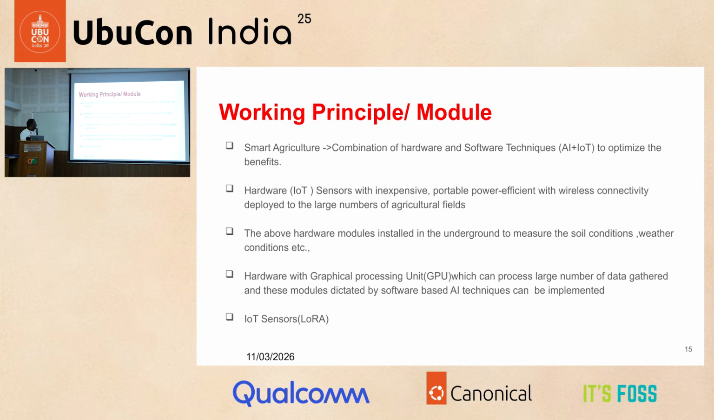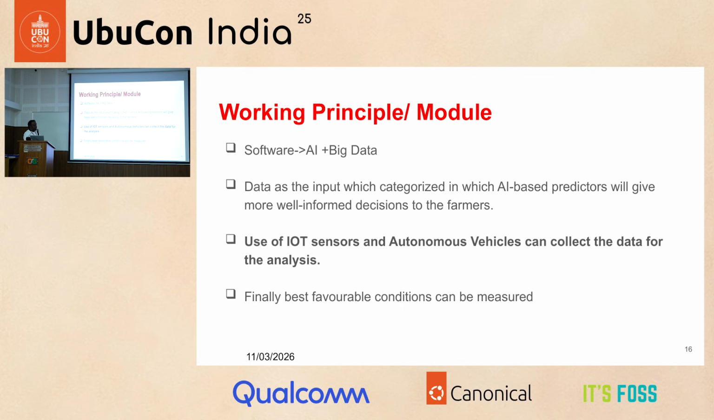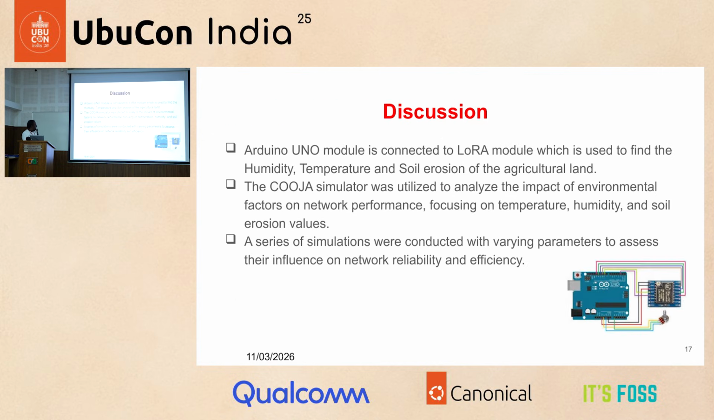I can use the GPU to process the large amount of data collected by these LoRa modules, and based on the software, I can implement AI techniques. So I'm using both AI and big data here, so I can predict the data. The IoT sensors and autonomous vehicles can collect the data for the analysis and the final best behavioral conditioning.